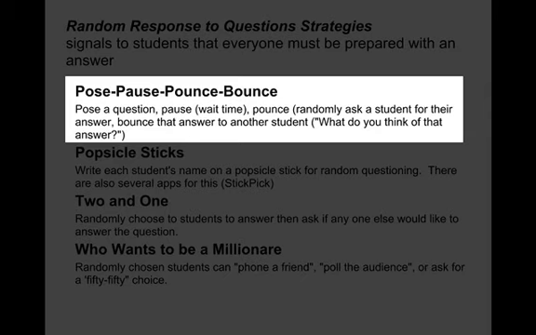In this one, a teacher would pose a question to the entire class and then pause, giving proper wait time for students to think. And then the teacher would pounce by randomly asking a student for their answer, and then bounce that answer to another student, perhaps asking them what they think or how they might extend that. I like this because it involves numerous people, the whole class, and then a single student and then another one, and it becomes more of a discussion perhaps rather than an identify-the-right-answer kind of activity.